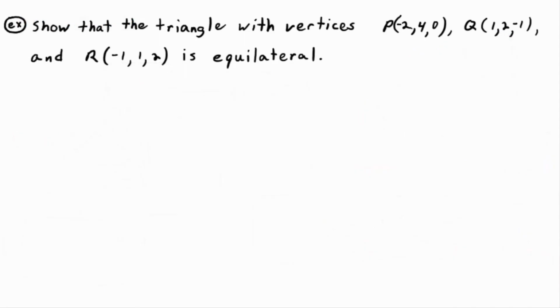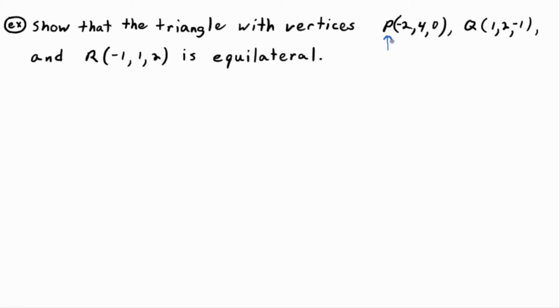So let's do this example and take a break. It says show that the triangle with vertices P, Q, and R, that just stands for the labeling on the points. Point P has coordinates -2, 4, 0. Point Q has coordinates 1, 2, -1. And point R has coordinates -1, 1, and 2. So show that those points form an equilateral triangle.